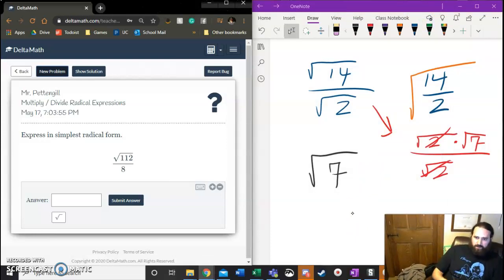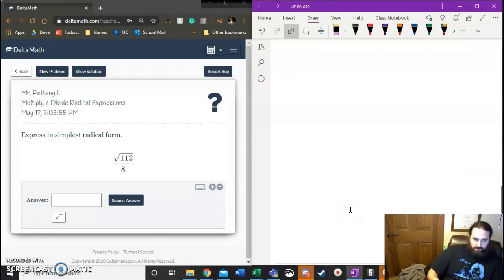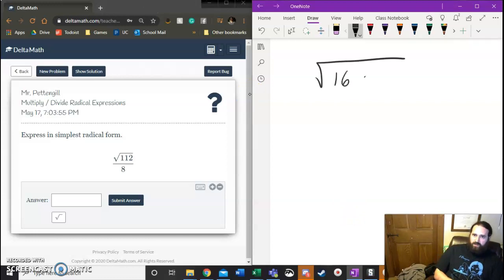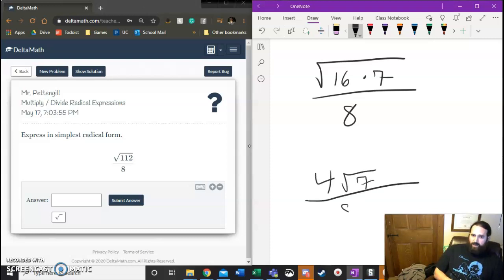So I'd have the radical of 16 times 7 over 8. Because 112 is apparently 16 times 7. Cool. Well, what's the square root of 16? That's going to be a 4. We have our root 7 still. We have it over 8. 4 over 8. You guys should be able to spot this and simplify it and say, oh, hey, that's 1 over 2, because that simplifies root 7. Well, heck, that's really just root 7 over 2.